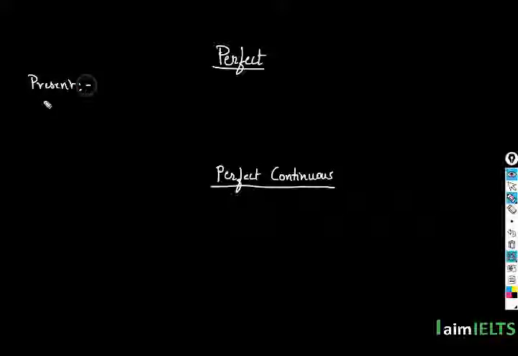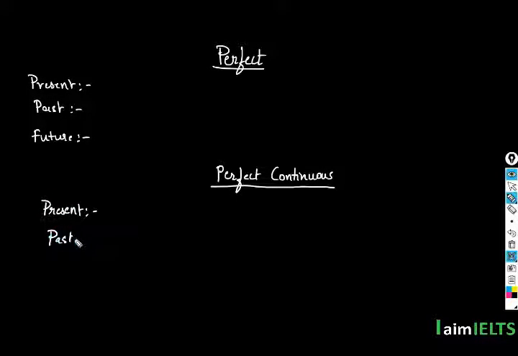So here we have present, past and future, and even here we have present, past, future. Now this is perfect continuous. I can call this perfect, also perfect simple.